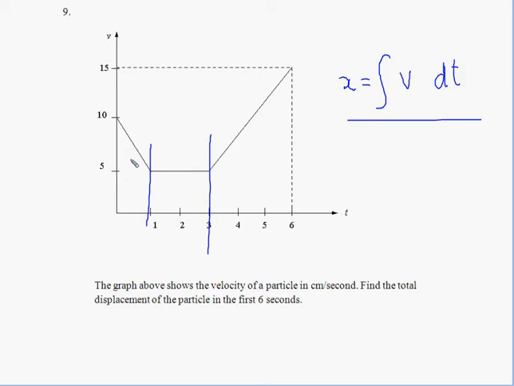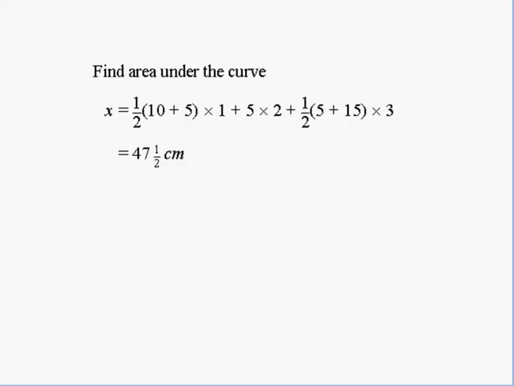So we're breaking it up. We get the area of the trapezium, the area of the rectangle, and the area of the second trapezium in that respect. So there's the area of the first trapezium, the area of the rectangle is 5 by 2, and the area of the second trapezium. So all up, the area under the curve would give me 47.5. So that means the total displacement there would be 47.5 centimetres.